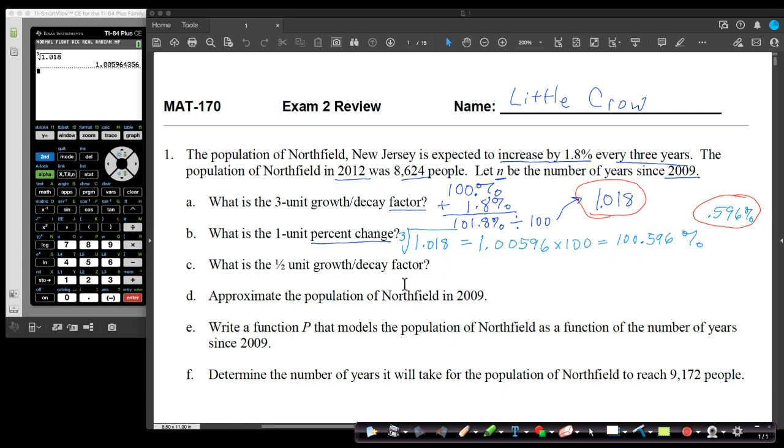What is the half unit growth decay factor? Since we've got the 1 unit, half of that would be a square root. So we're going down by basically half a unit. We can take the square root of the number that we have right here. A cool way to do this is to take the square root of the previous answer. There's an answer key right above the little negative sign. So I go second answer. It brings the last answer in there. Hit enter. And so a half unit growth decay factor is going to be 1.002977777, however far out we need to go.